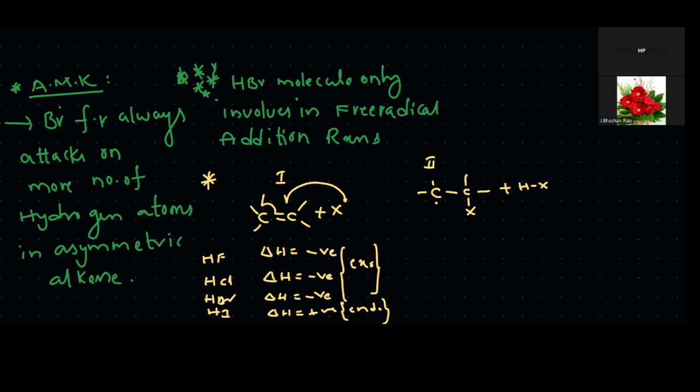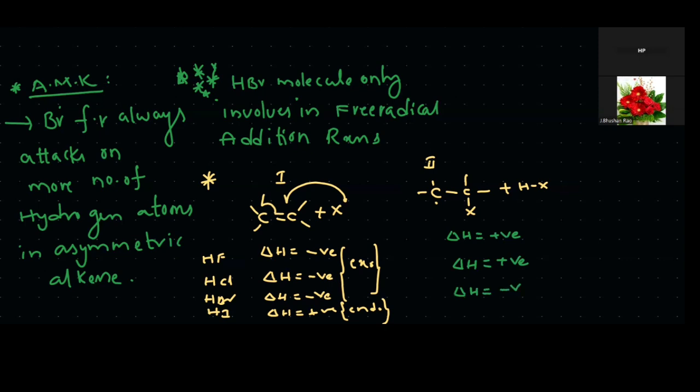In this case, the HF molecule is involved in the reaction and the delta H value is positive. That means it requires energy. When the HX molecule is breaking, we should supply energy. That's why the delta H value is positive here. At the same time, when HCl is involved, breaking this molecule also needs energy. But if the HBr molecule is involved in the reaction, the delta H value is negative.